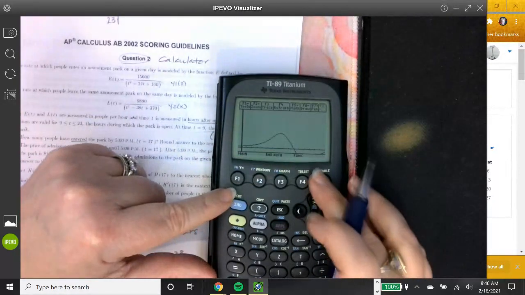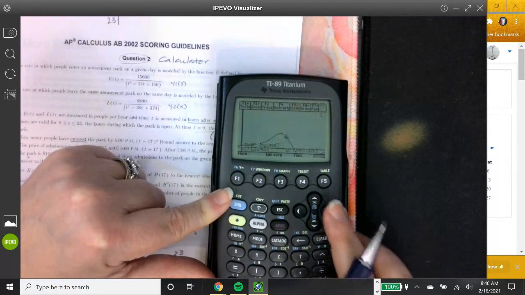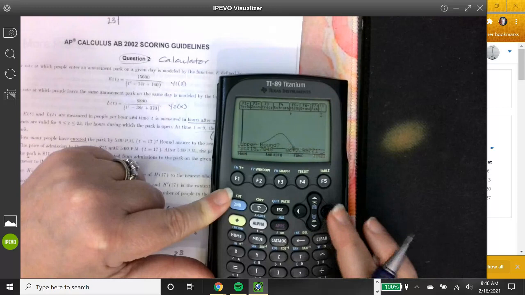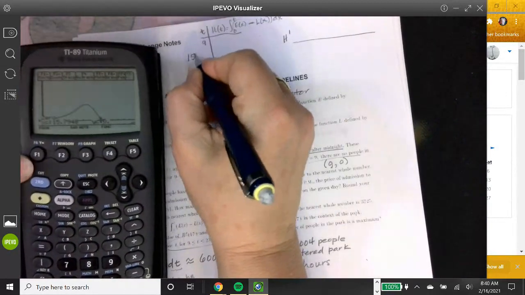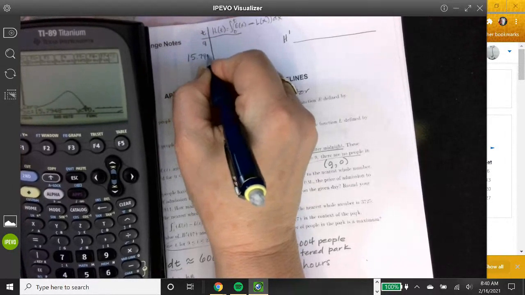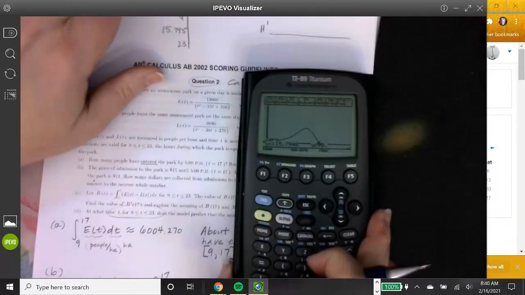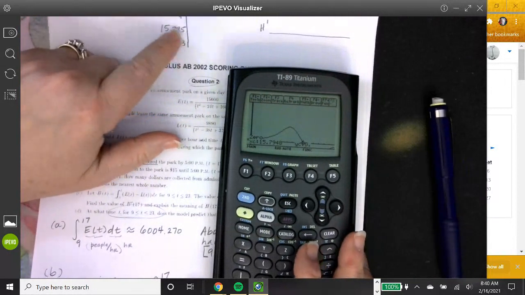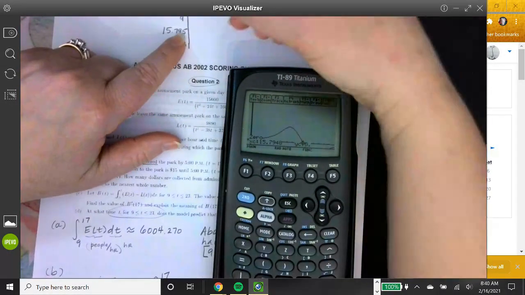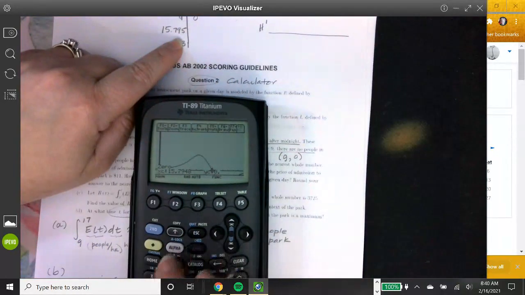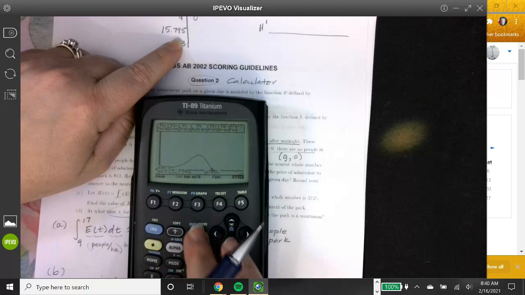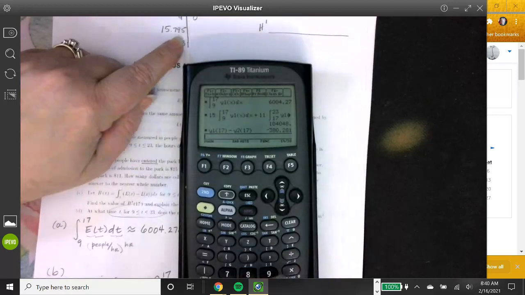Okay, so F5, 0, and I'm on this side, then this side. And do you want me to guess? What does that say? 15.795. Okay. So I need to know what the initial people in the park was. Well, I know that that's going to be 0 because they told me it was 0. And then diamond, I want to second quit. I want to go home. And then we're going to take the integral.